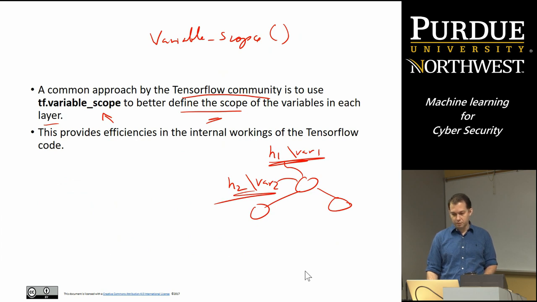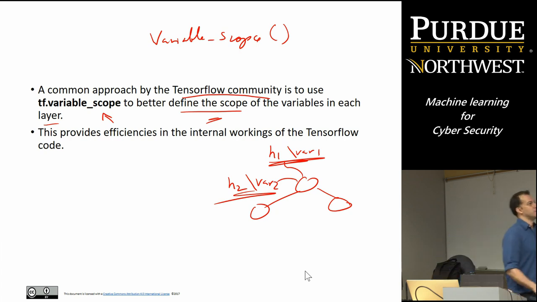And then I described variable scope. A common approach by the TensorFlow community is to use variable scope to better define the scope of the variables in each layer. This idea of like grouping them in folders or something. This provides efficiencies in the internal workings of the TensorFlow code. And you can see I even added that, right? So you can see now in this computational graph.